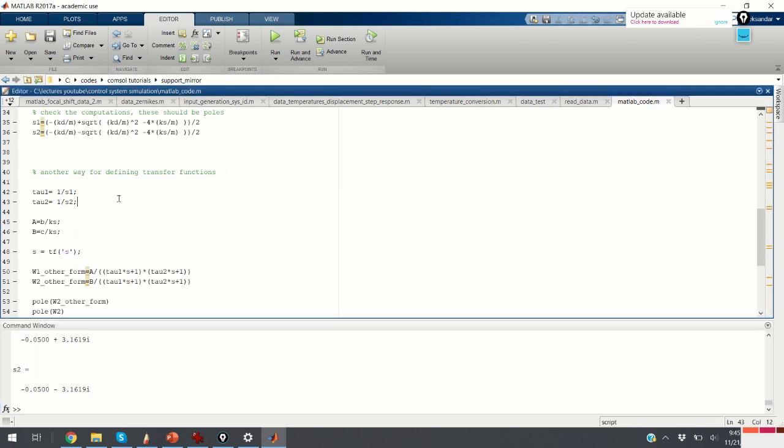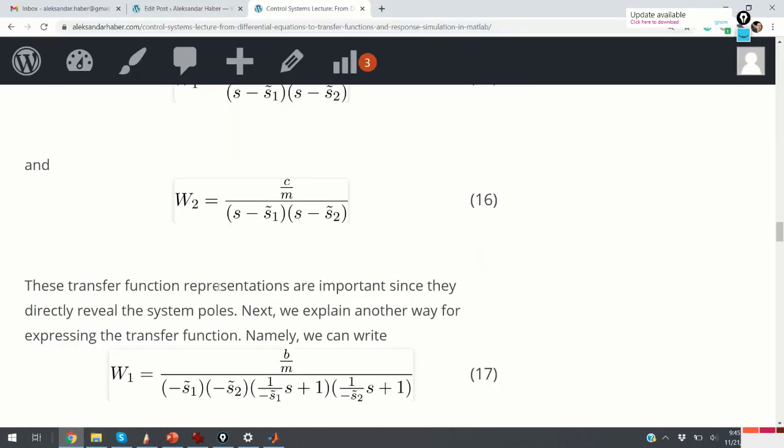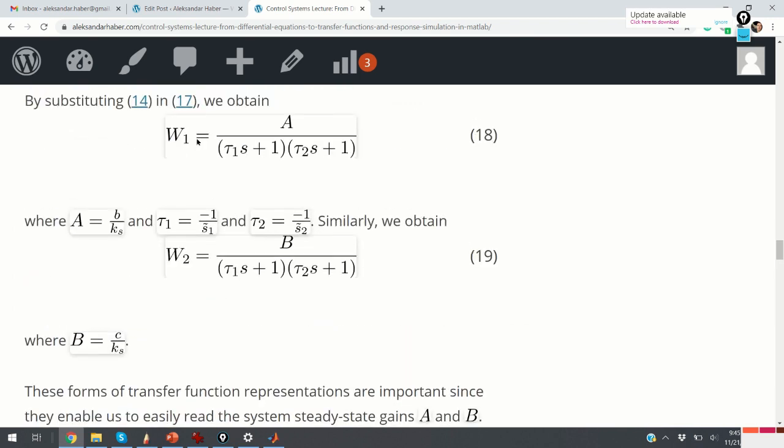Okay, here's another way of defining a transfer function. Instead of using numerator and denominator vectors, the coefficients of the polynomials grouped in vectors, I can simply use the following trick. This trick will be explained on the second form of the transfer function that is given by the following equation.